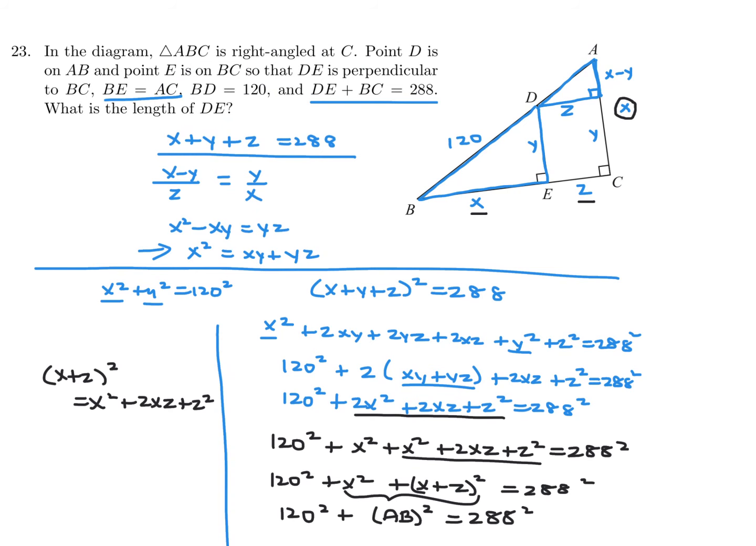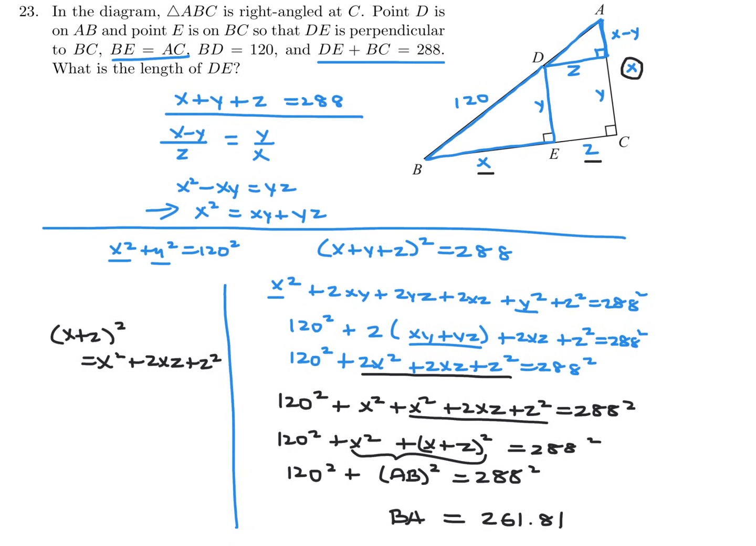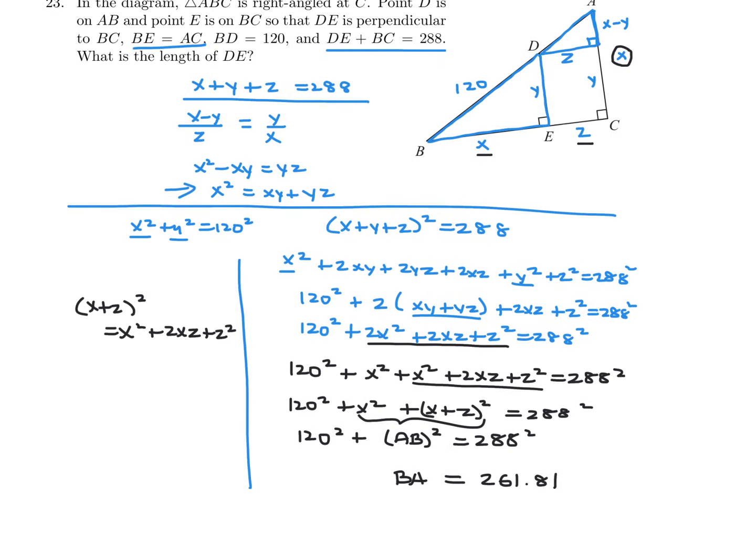So AD, therefore, would be BA minus that 120. So AD is going to be 141.81. Okay, so we're almost done. Even though I've done it in a very thorough way, we're almost done.